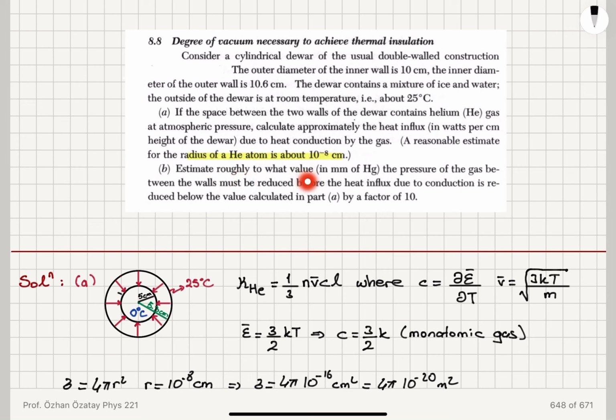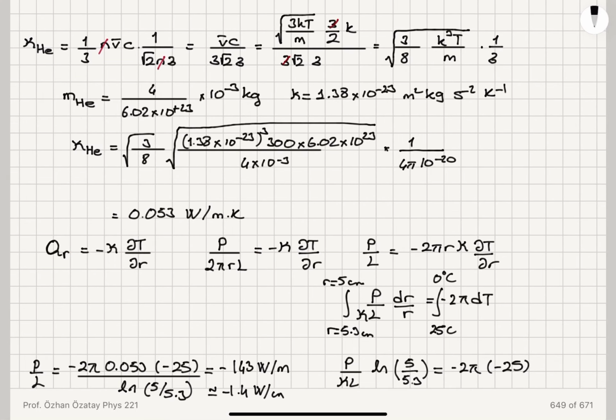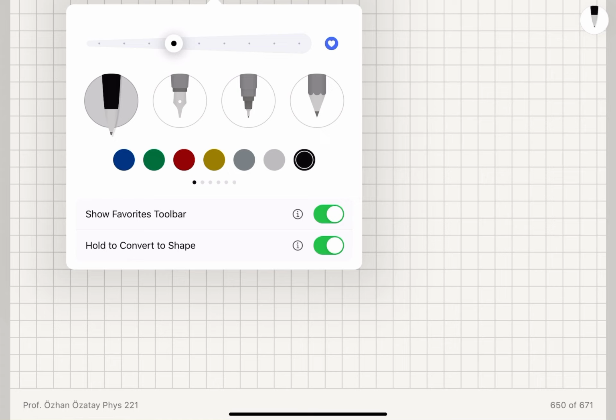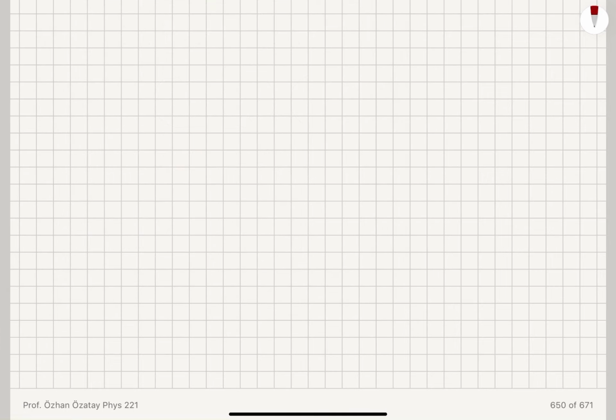Estimate roughly to what value in millimeters of mercury the pressure of the gas between the walls must be reduced before the heat influx due to conduction is reduced below the value calculated in part A by a factor of 10. Okay, so let's look at the thermal conductivity of helium with the new number density, because we are reducing the number of gas molecules.